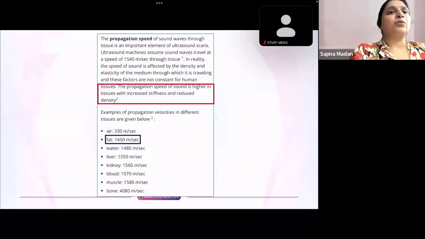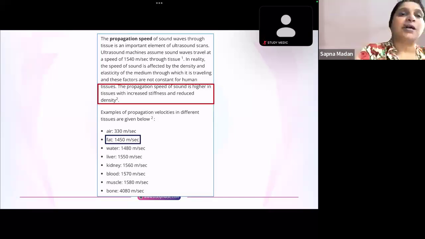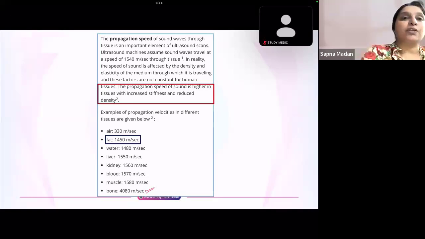Okay, so this is about the speed of propagation of ultrasound. There has been a question in the past which asked which of the following has the least speed, where ultrasound waves travel the least in one of these structures. Unless air is mentioned, where the speed is the lowest, the next was fat. In that question, the answer was adipose tissue. So this is about the relative speed. The maximum is in bones. If the structure has increased stiffness and reduced density, then the propagation of sound is higher in those tissues.